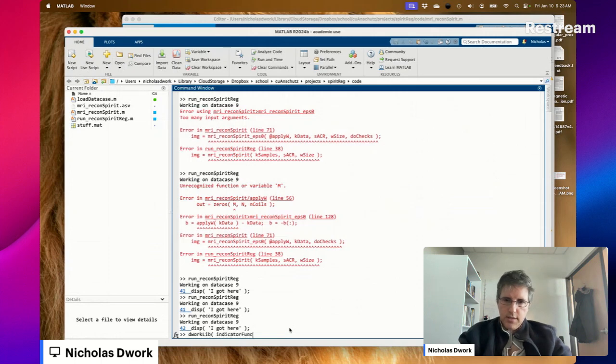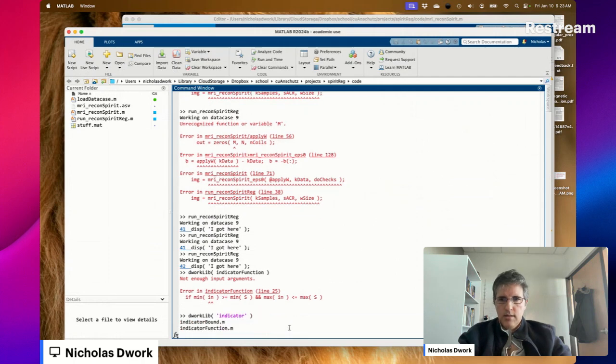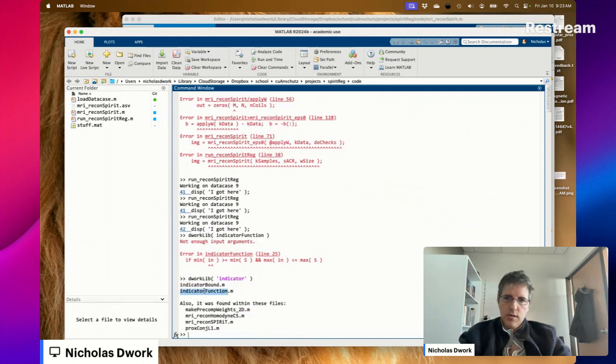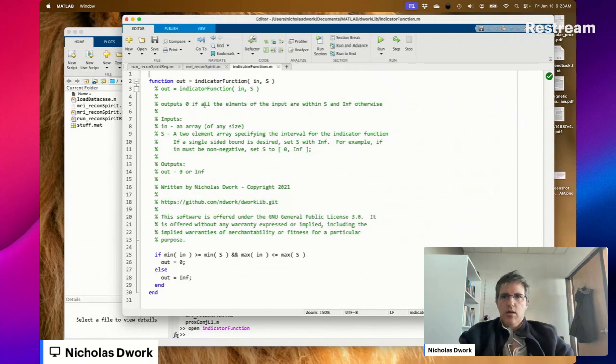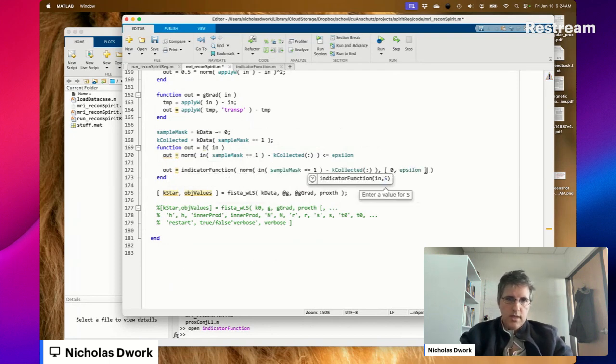DeWork lib indicator function. Indicator. I'll put 0 if all the elements are within S and infinity otherwise. S is a two-element array specifying the interval for the indicator function. If a single-sided bound is desired, set S with infinity. Okay. So out is equal to indicator function that value is between 0 and epsilon.